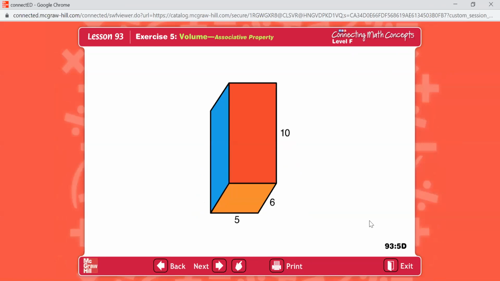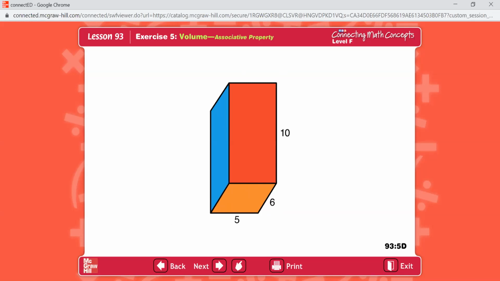We can show the same multiplication patterns with rectangular prisms by rotating them, which changes the base and the height. What are the numbers for the base now? The numbers for the base right now are 5 and 6, right here. Here is our base. This orange side is our base of our rectangular prism. And what does 5 times 6 equal? 30. And what is 30 times 10 equal? 300. So our volume for this rectangle is 300 cubic units.